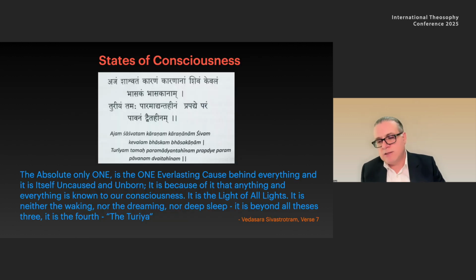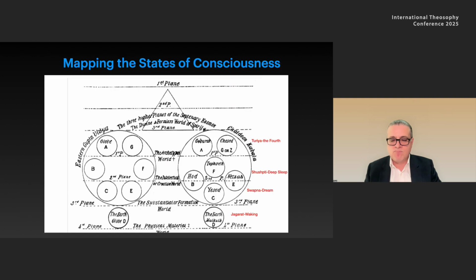Now, next, let's see what's happening from the perspective of our states of consciousness. Here is an interesting verse from an ancient book, Vedasara Shivastotram, which states that all the three states of our consciousness, that is, waking, dreaming, and deep sleep, periodically arise and they subside. And this is happening in the fourth state, which is labeled as Turiya. So this means that Turiya, the fourth state, is the basis or rather substratum of all the other three states.